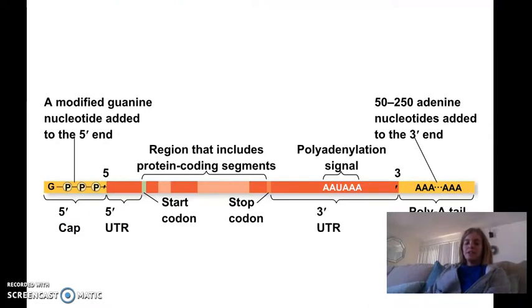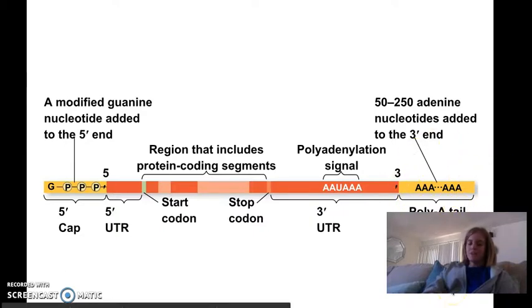The other thing, so this just shows you, here's our 5' cap, so this is like a modified guanine, and then over here we've got lots and lots and lots of adenines. That's our poly A tail. That's added to the 3' end.